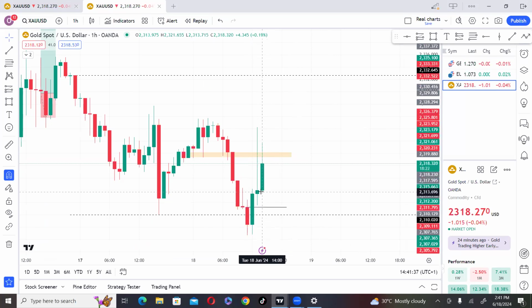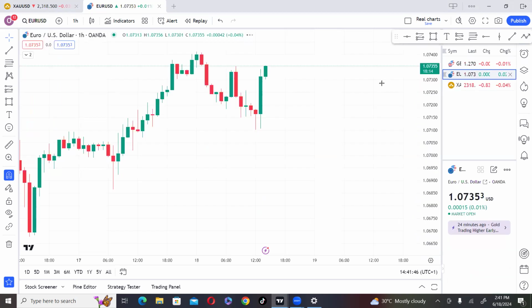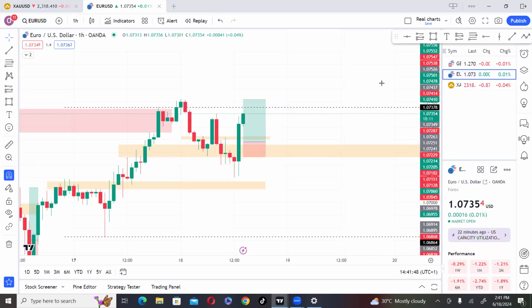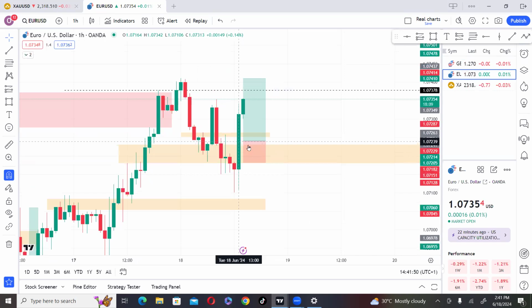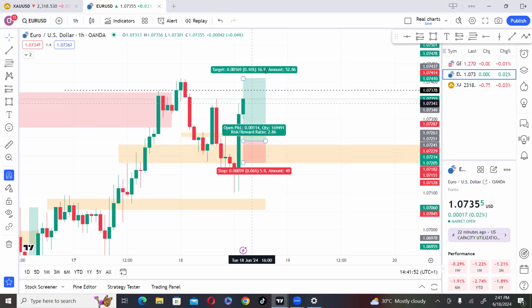Because if we're meant to be going up, price should have given us that retest and then it starts going up to the upside. But now it seems to be rejecting this point right here. So we're most likely going to be looking for a sell on all these pairs. Because if you check it, like I said, price cannot go to your target and then come back down to give you your entry and still go to your target again.